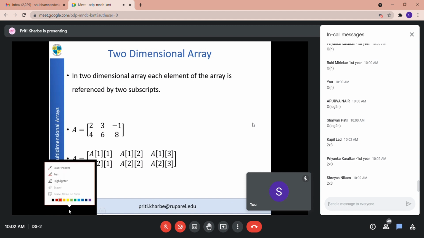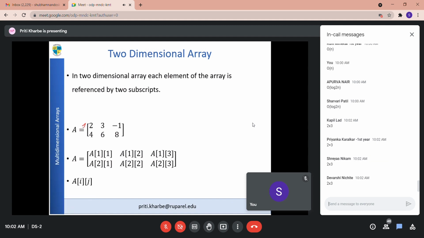Okay, so there are two rows. This is row number 1 and this is row number 2, and three columns, 1, 2 and 3. Now suppose I take element 6, so element 6 will be referenced as A of 2, 3. Okay, first always write the row number and then the column number. Okay, what is the element A33? What will be element A33?